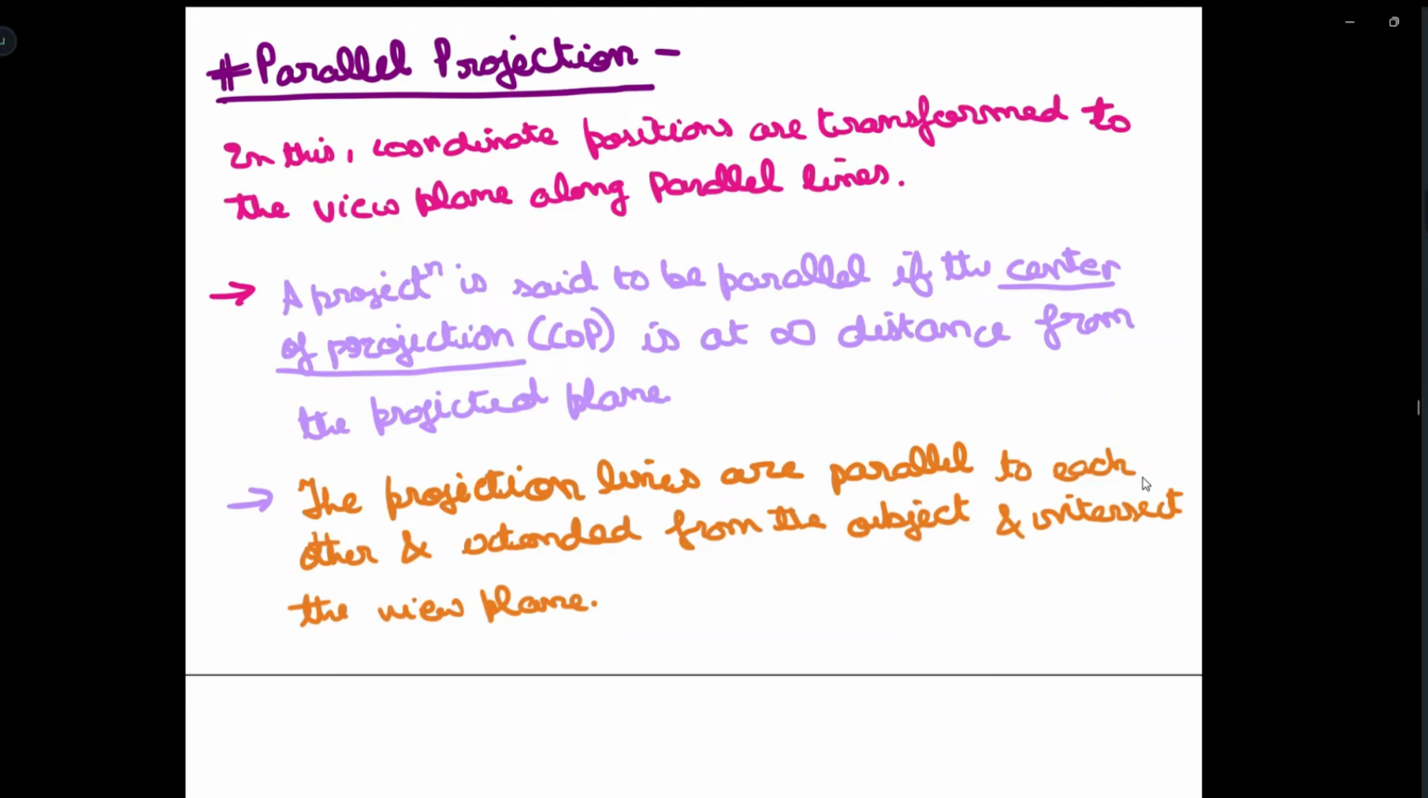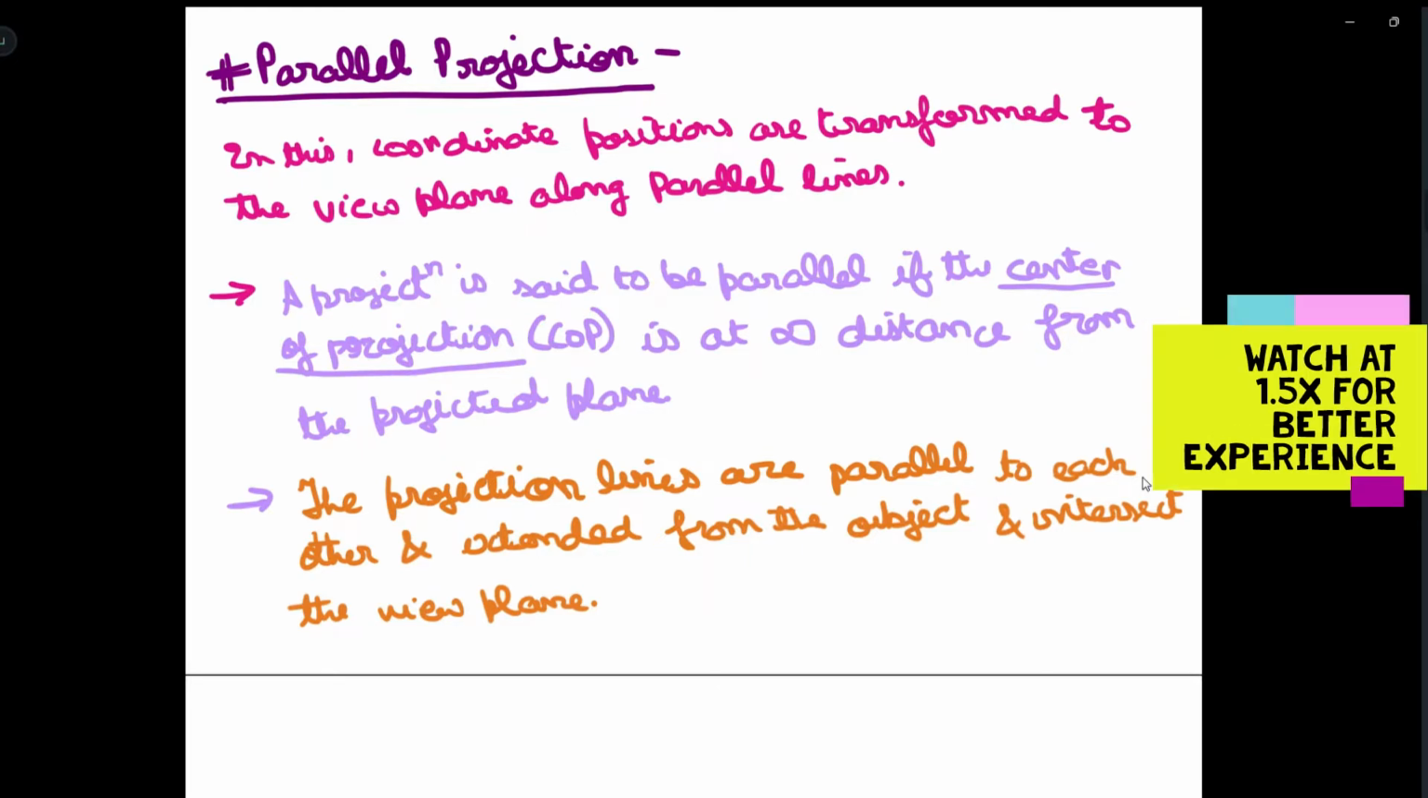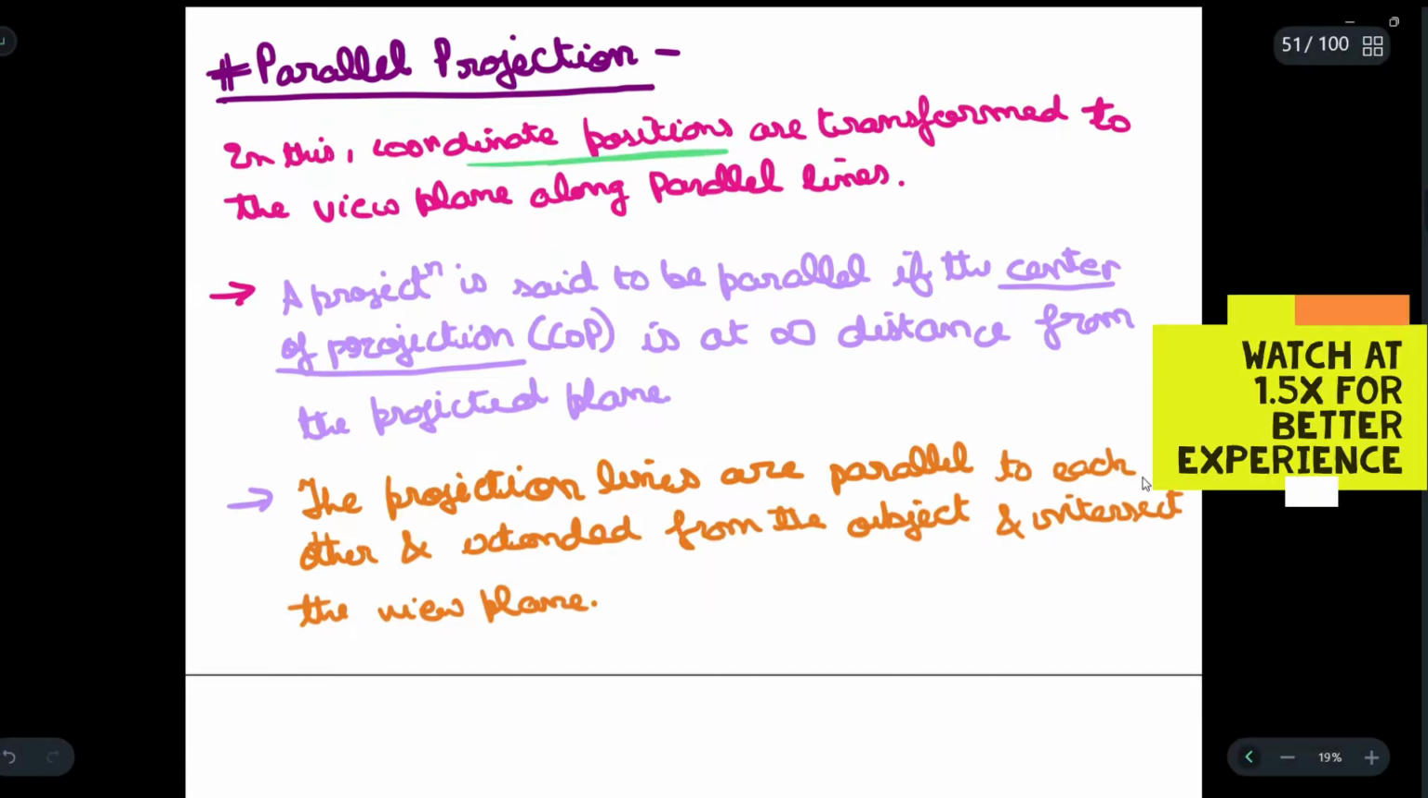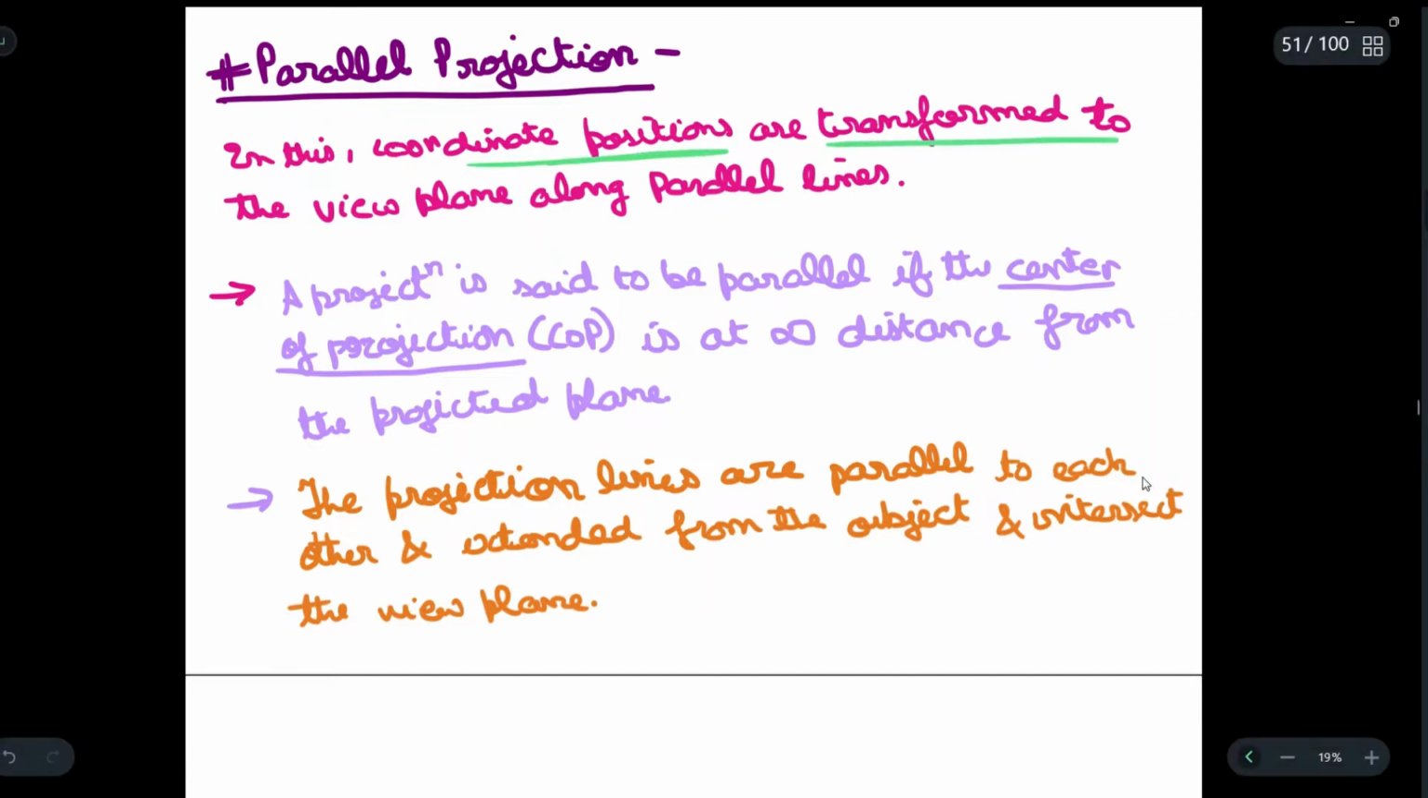Hey guys, so today we are going to see what parallel projection is. In parallel projection, the coordinate positions are transformed to the view plane along parallel lines. That is, the coordinate positions of the object are projected to the view plane along parallel lines. We will see later what this means.